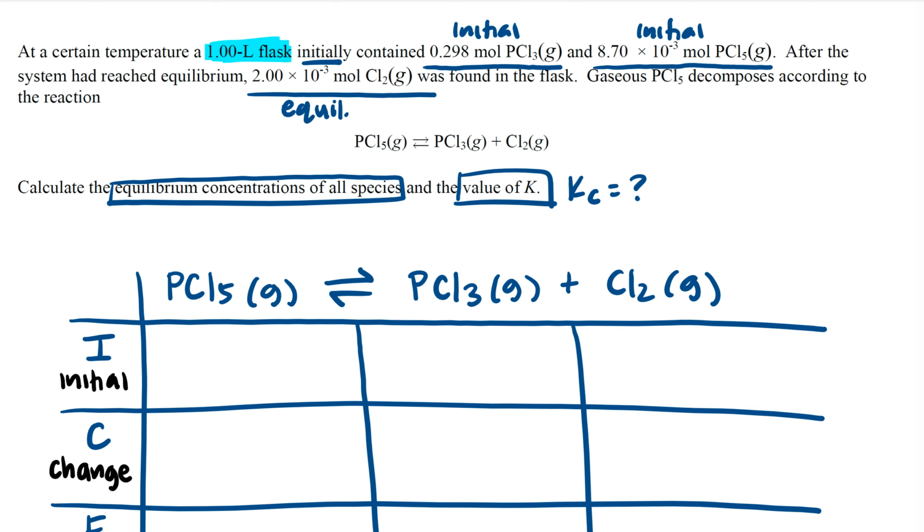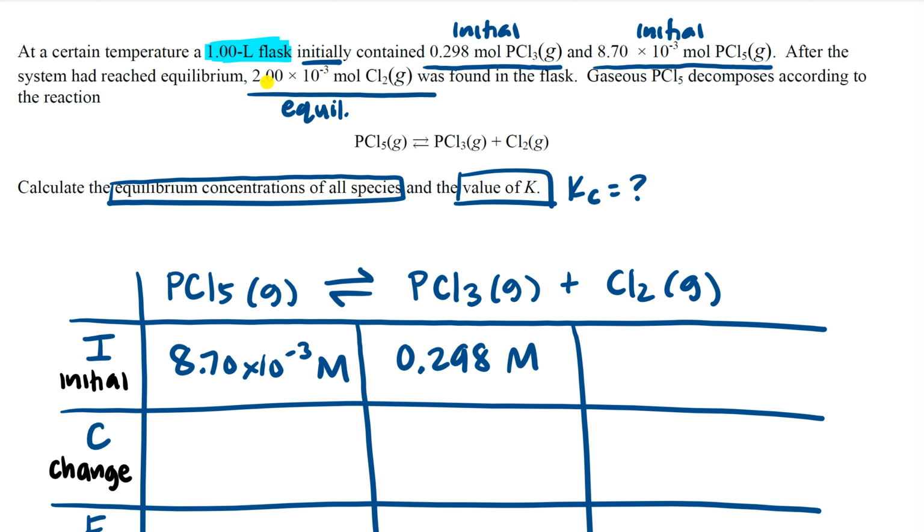So conveniently, the number of moles is also going to be the molarity of the chemical species. So we're taking 0.298 moles of PCl3. That is also its molarity because the volume is 1. So under initial, we're going to write 0.298 molar for PCl3. And then we're also going to write down the amount of PCl5. They gave me the initial value. That's 8.70 times 10 to the negative third. And again, volume is 1 liter, so the number of moles will also be the molarity.